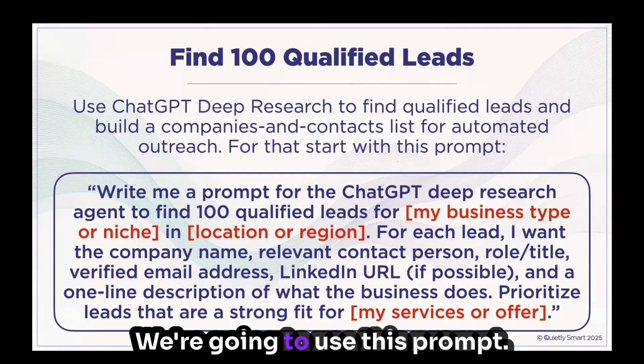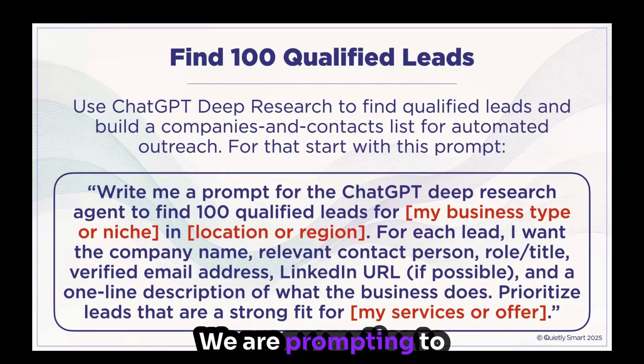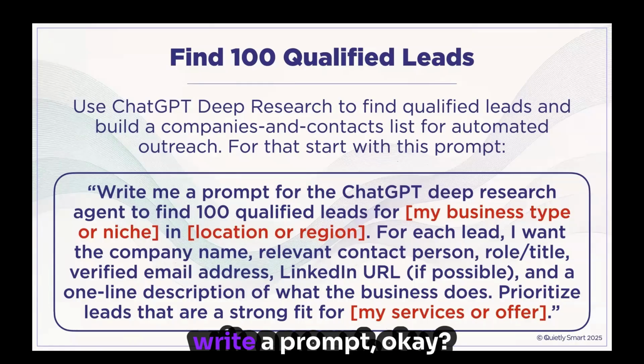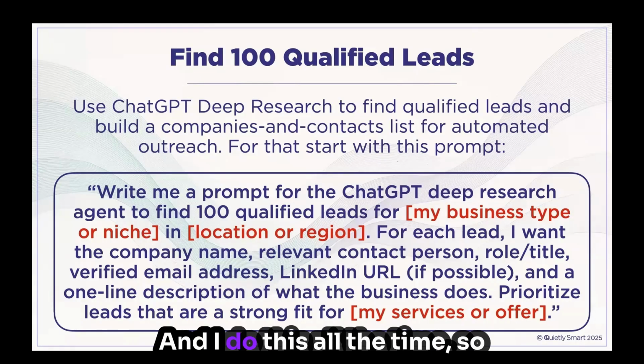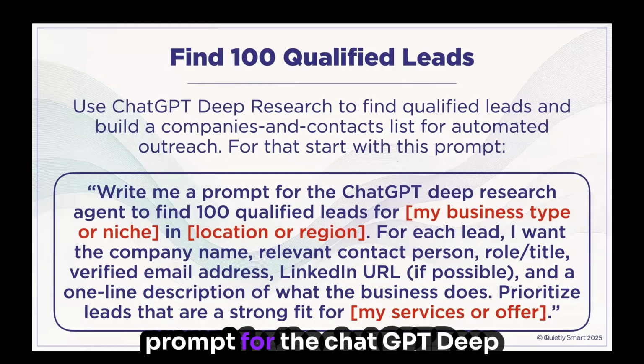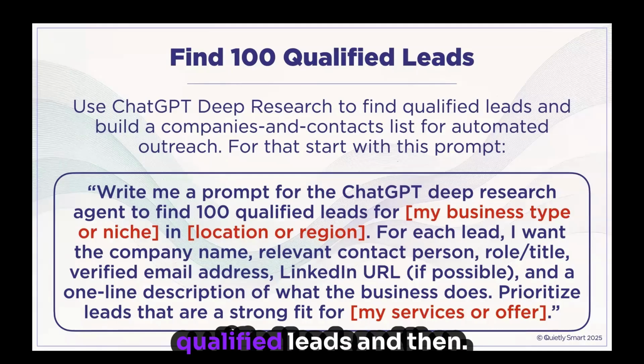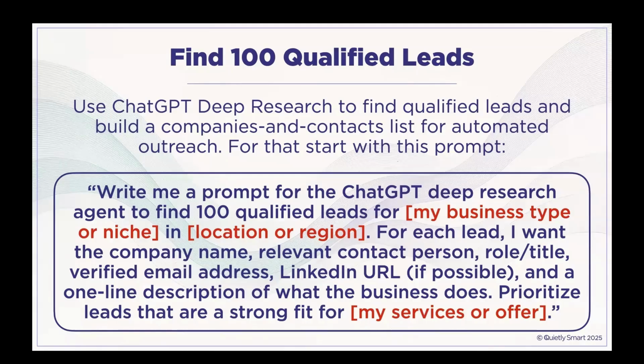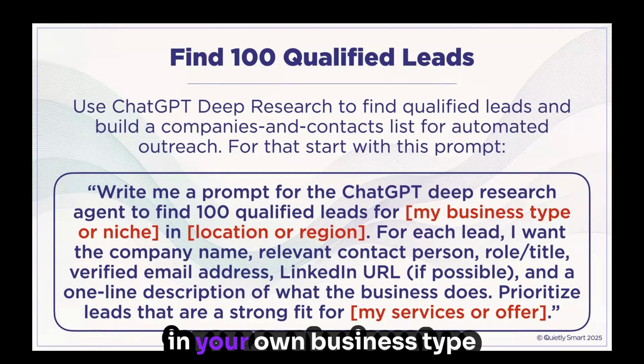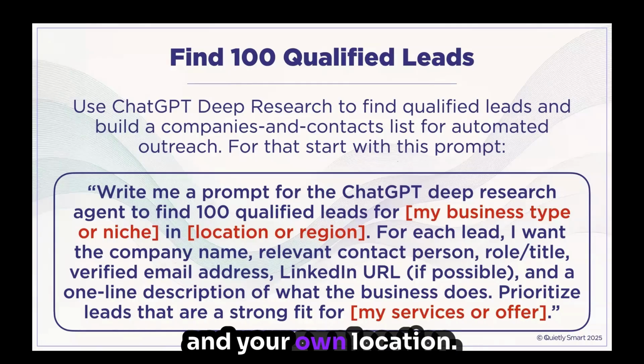We're going to use this prompt. We're prompting to write a prompt, okay? And I do this all the time. So we're going to say, write me a prompt for the ChatGPT Deep Research agent to find 100 qualified leads. And then in the red areas, just type in your own business type and your own location.